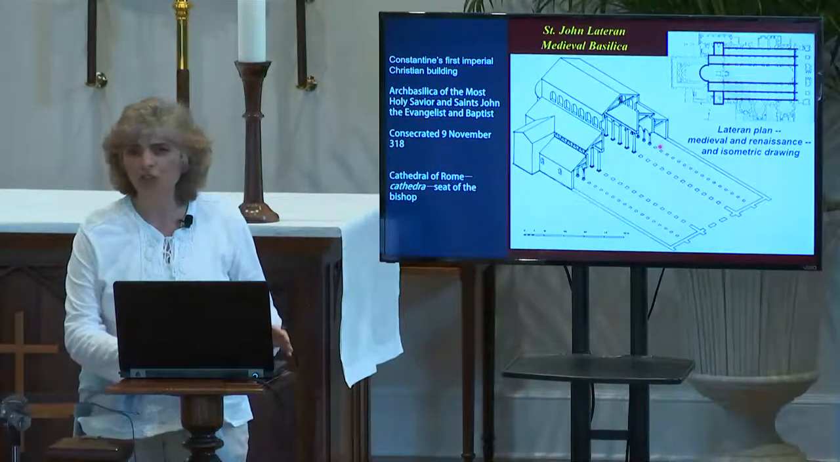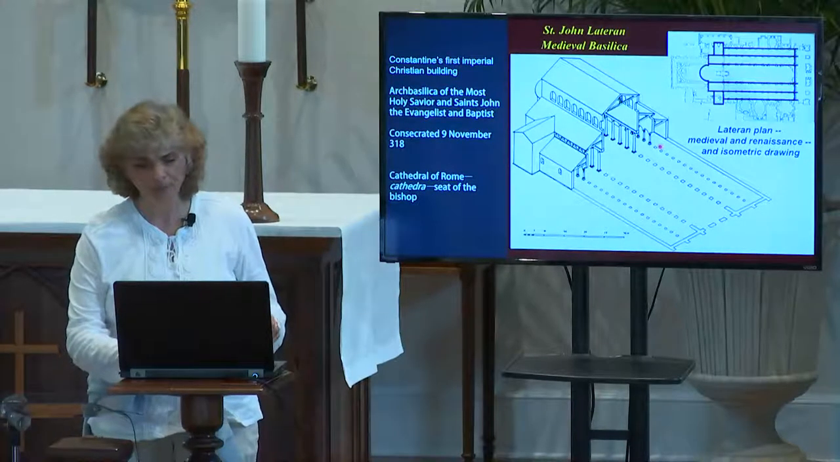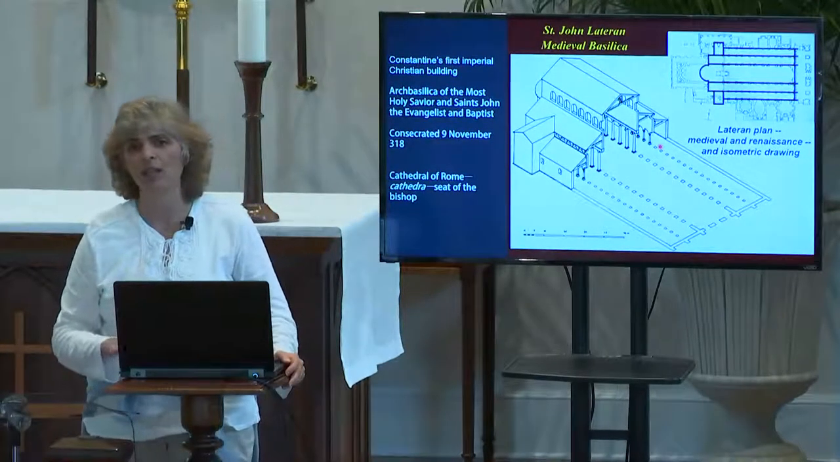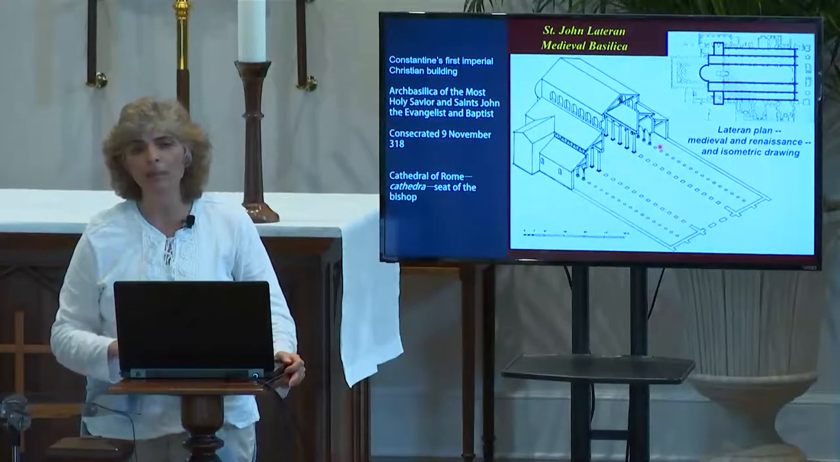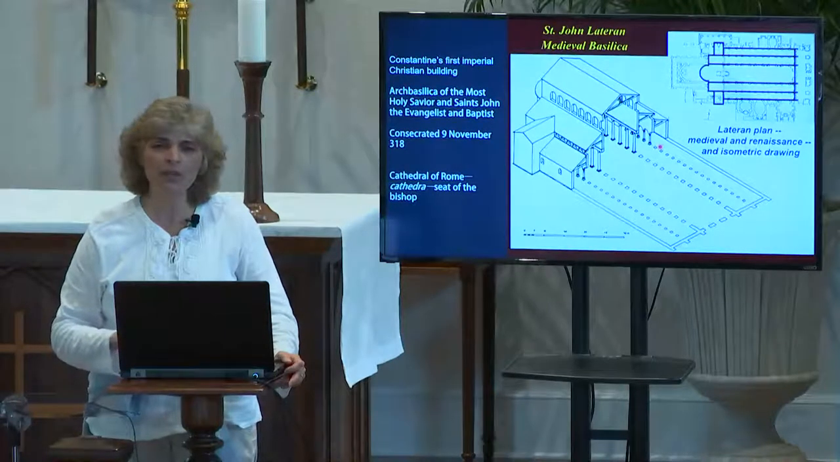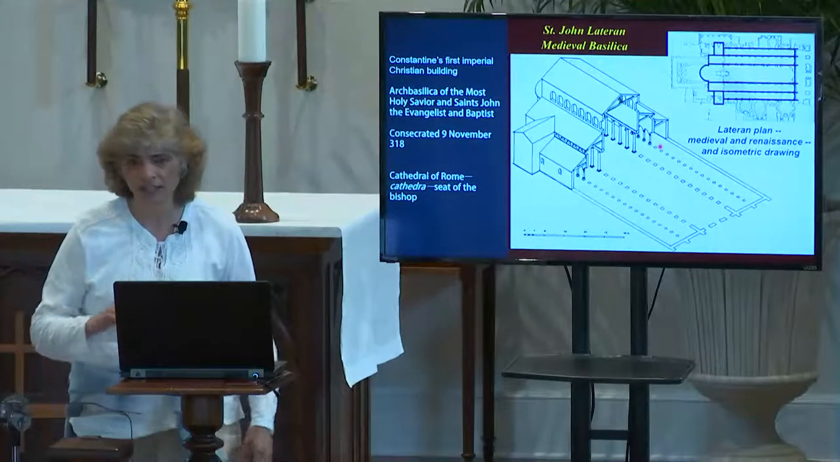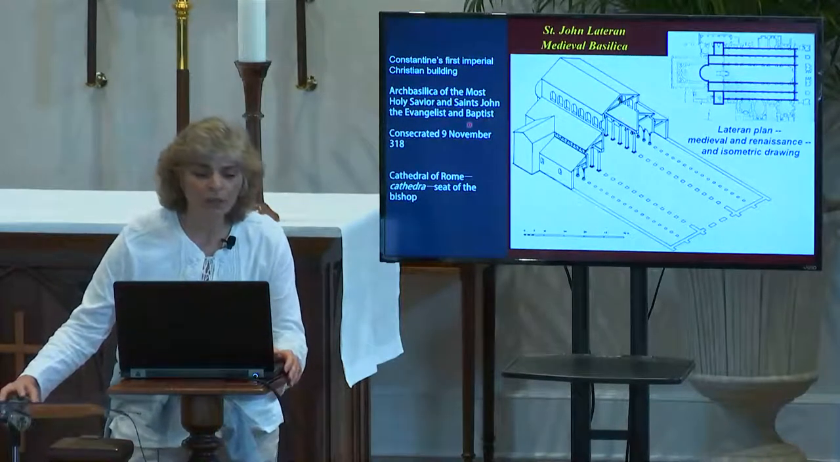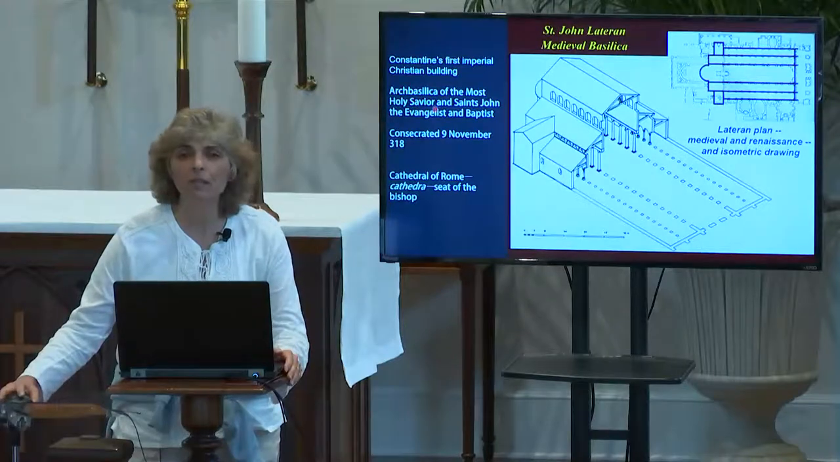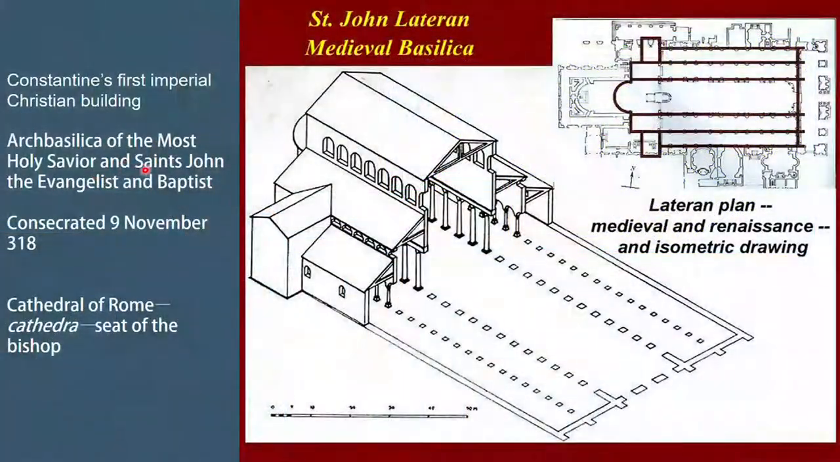So in other words, that list of churches that I just showed you in the previous slide actually are the seven major pilgrimage churches or basilicas in the city of Rome that were popular by the 5th century and continue even today to be popular pilgrimage destinations for tourists. Now, getting back to the church that was first dedicated to the Holy Savior, meaning dedicated to Christ, and a little bit later to John the Baptist and John the Evangelist, which is why today it's referred to as St. John Lateran or San Giovanni in Laterano, as the Italians refer to it.